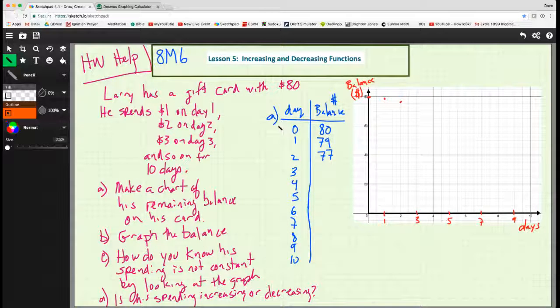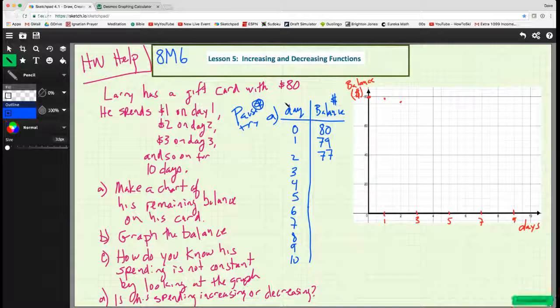So I want you to make a T-chart here in blue of his remaining balance on his card. Then I want you to graph it on this graph here. I've started you off on the graph. Then I want you to know how his spending is not constant by looking at the graph. We know his spending is not constant because it's increasing, right? He starts to spend more and more each day. But I want you to look at the graph and tell me how you know it's not constant. And then I want you to tell me whether his spending is decreasing or increasing. Okay, so now I want you to pause and try.